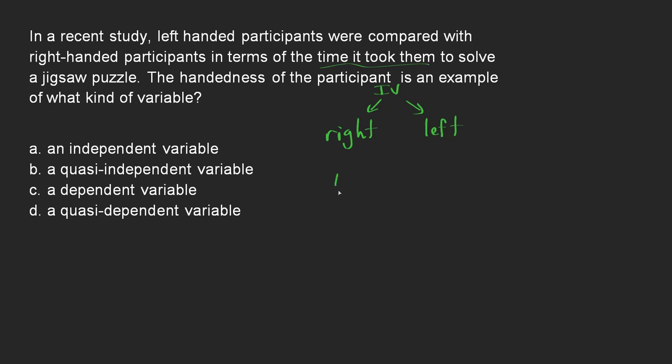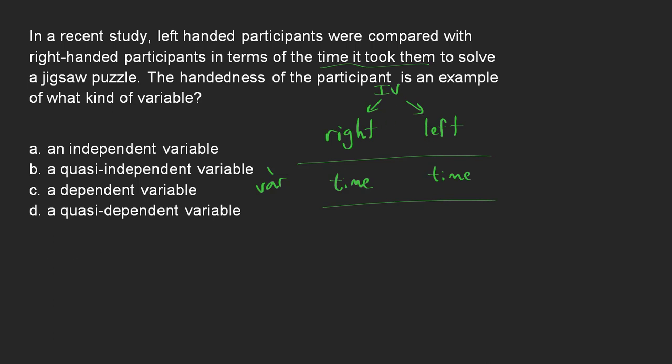So it's going to be time that's being measured here. So just like in one of the previous multiple choice questions, we have only one variable, which is time, that's being measured for these two different groups. And so it looks like we're dealing with an independent variable. The handedness, whether they're right or left-handed, is the independent variable.